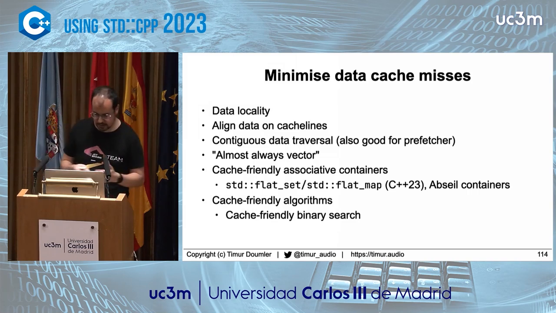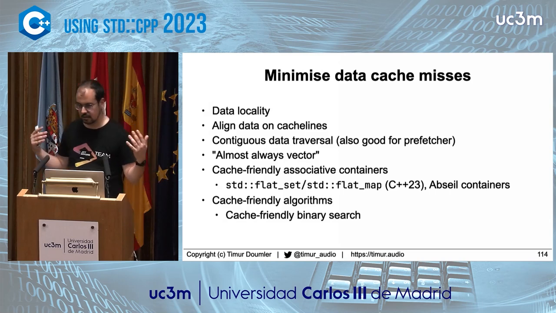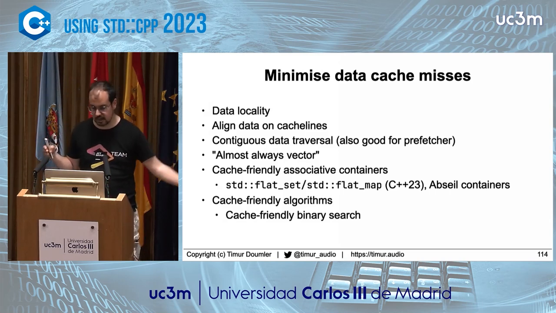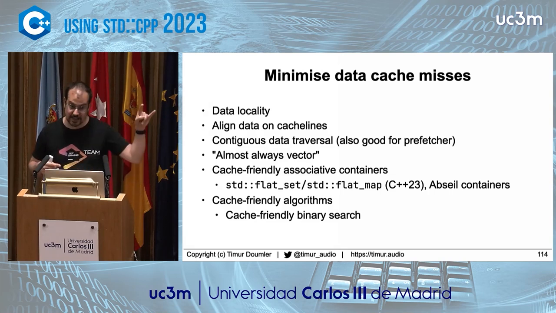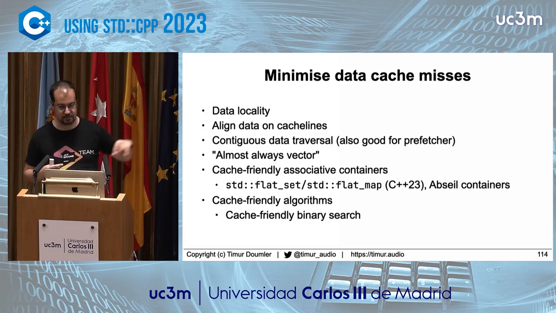You want to have your data local in space and in time. You want to align it on cache lines. You want to do contiguous data traversal, which is very good for the cache, but also very good for the prefetcher, which guesses which bit of data you're going to use next, right? So again, you want to be friendly to that.